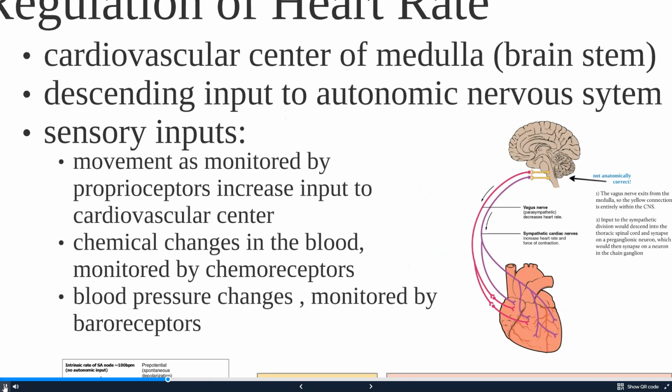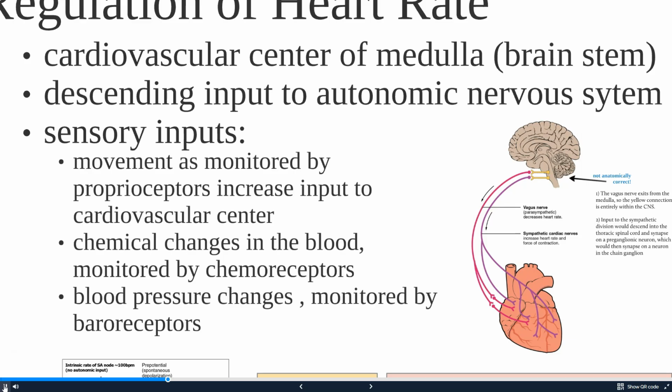The cardiovascular center in the medulla is actually made up of two different regions that aren't mentioned here, but they are the cardioacceleratory and the cardioinhibitory areas. So it has the ability to both increase and decrease heart rate and therefore cardiac output.